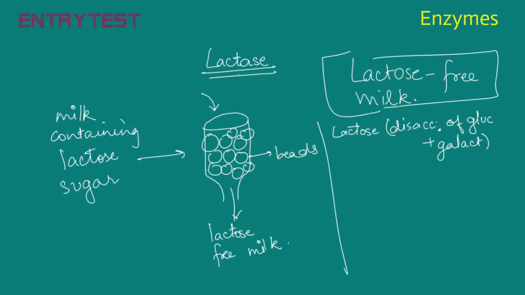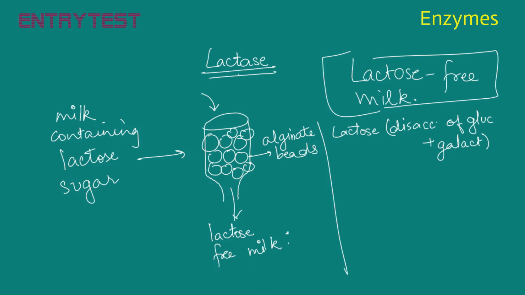So lactose-free milk can be produced by purifying lactase. That can be done with the help of a yeast or a bacteria, and then it can be bound to an inert substance. For example, these beads, these are known as alginate beads. So milk is passed over this immobilized enzyme, and then it becomes lactose-free.